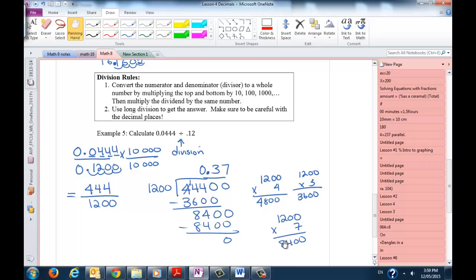So I can say that 0.0444 divided by 0.12 is equal to 0.37.